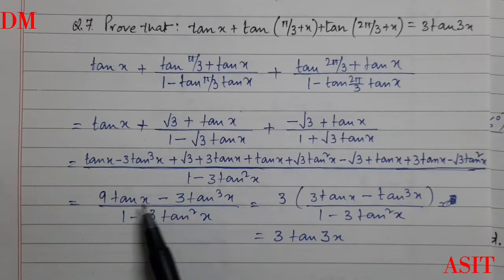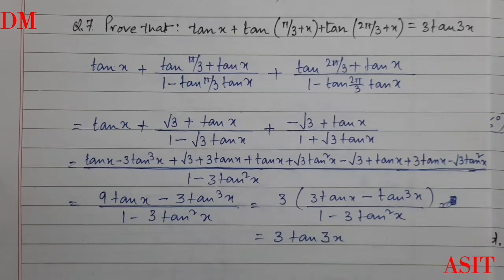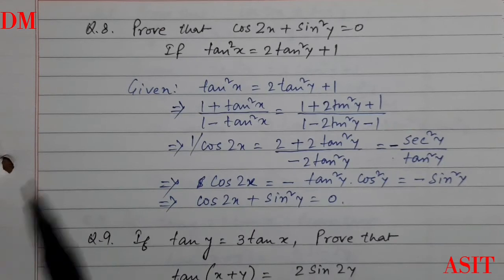Now from the numerator we can take 3 common, so it will become 3 into this. Now this is the formula of tan 3x, hence the proof. Now let's see the next question.